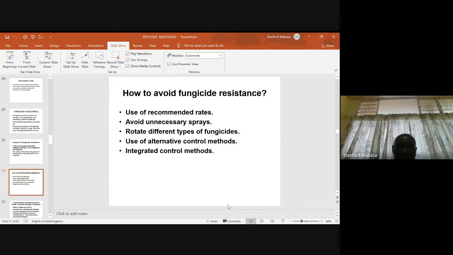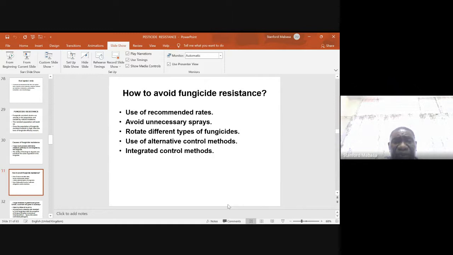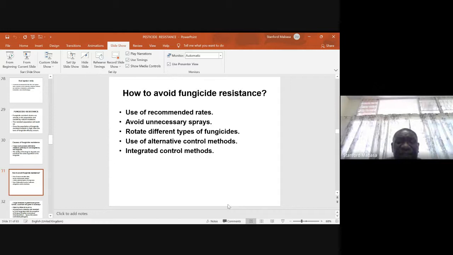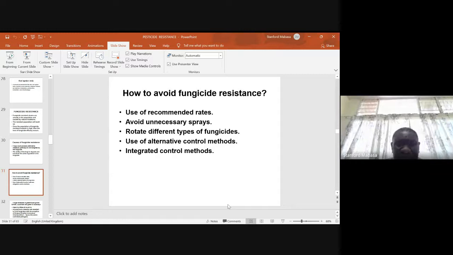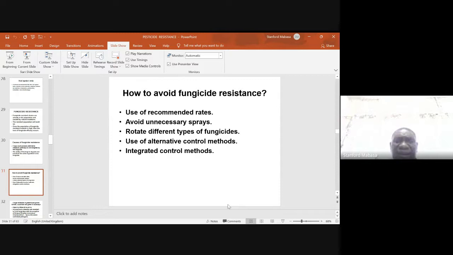How do we manage, or how do we avoid fungicide resistance? We should try to follow recommended rates and also avoid unnecessary sprays. Whenever we see some disease development, it doesn't necessarily mean we should come and put a fungicide. We should also try to use different types of fungicides or rotate fungicides. We should also involve other control methods which are not chemical, and possibly try to follow integrated approaches in controlling the diseases. Maybe we could reduce the risk of fungicide resistance.